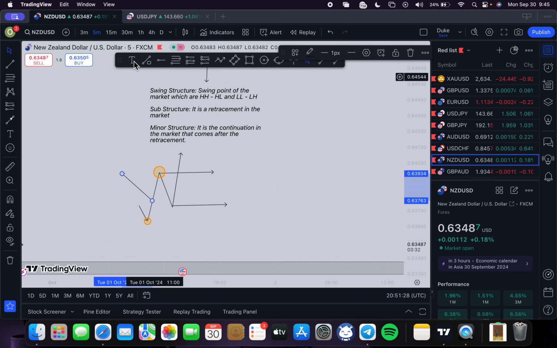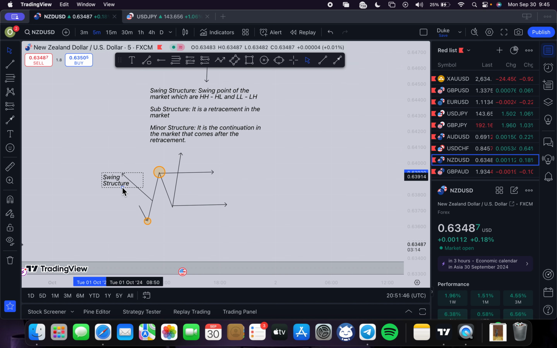Let me name it out. It's kind of confusing here. Yes, it will be confusing at the first place. I don't expect you to understand immediately. So let me just draw it out. Swing structure. This is your swing structure.